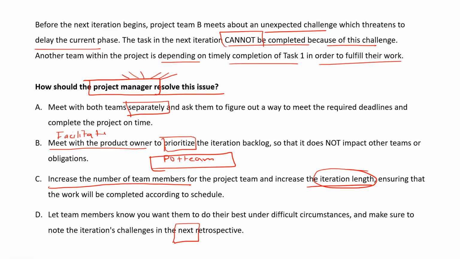Prioritization is a task of the product owner and team. The project manager performs facilitation. We cannot change the iteration length as a project manager. We can manage it, but we cannot change it. Prioritization is the task of the product owner and team. So these are the basic things. And the problem is, why would we wait for the next retrospective? We have to do it in the current retrospective, not the next. So these are common things which you have to remember as a PMP aspirant while you are learning.